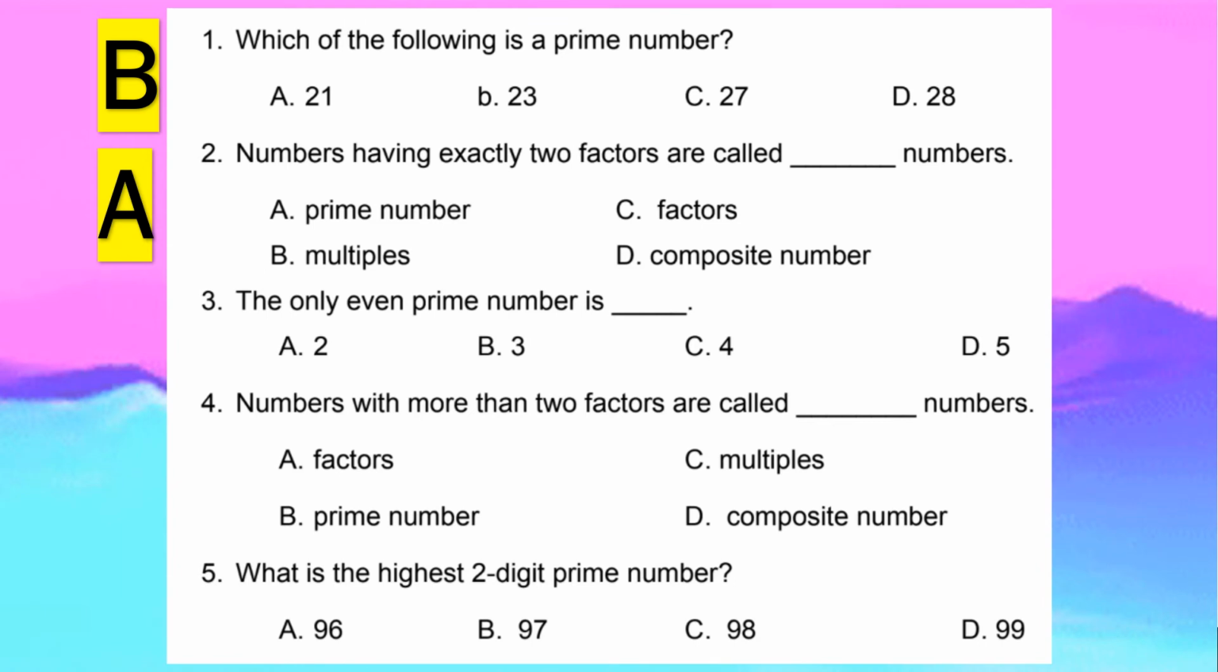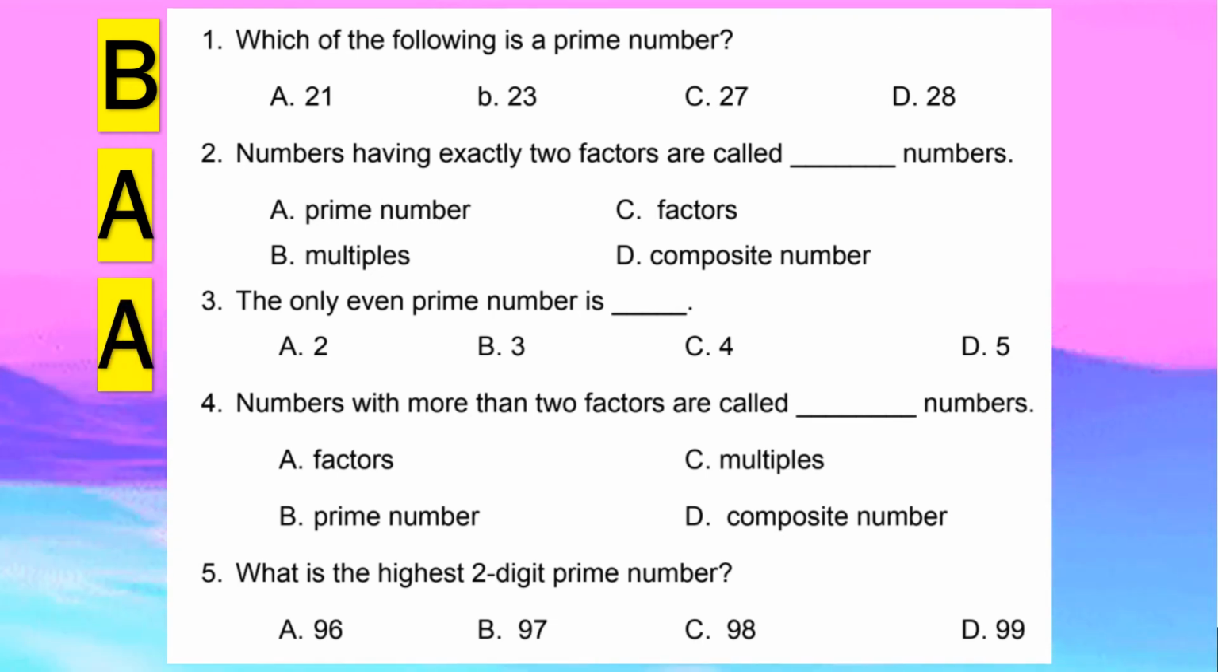Let's have number 3. The only even prime number is A 2, B 3, C 4, D 5. So choose an even number, but remember that it is a prime number. Amazing. The correct answer is letter A. It's 2. That is the only even prime number.